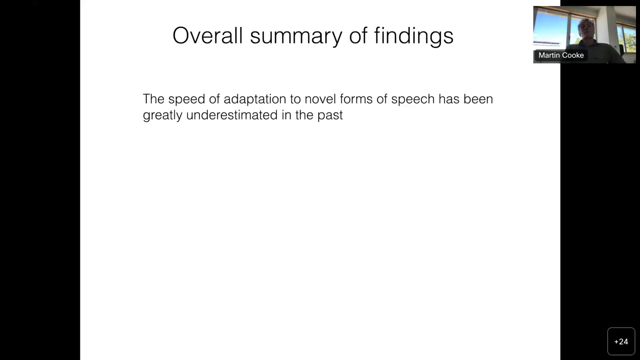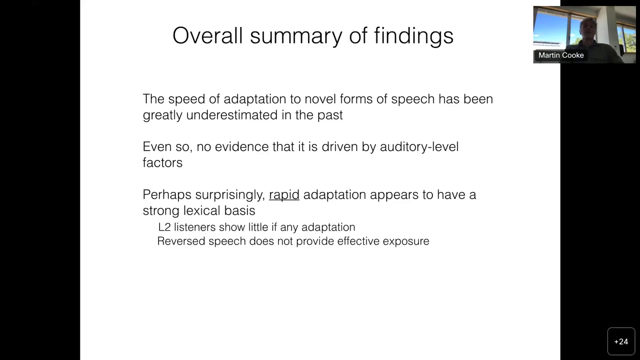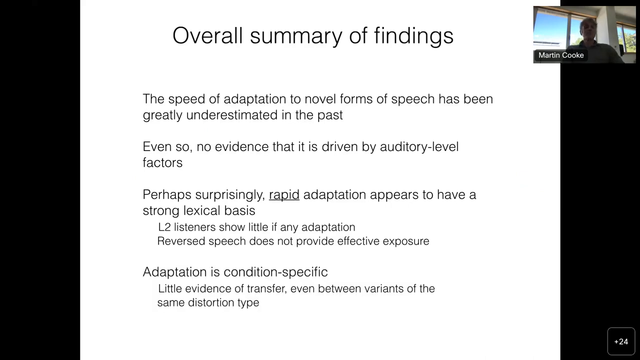So really, the speed of adaptation has been greatly underestimated in the past, and now we need different kinds of explanations, I think, to explain how listeners can really adapt in a few sentences to different forms of speech. Even so, you might expect rapid adaptation to involve auditory level processes, to be mainly dependent on those, but that does not seem to be the case. So rapid adaptation does appear to have a lexical basis, and that's shown both by the experiment with listeners listening in an L2 and also the reverse speech that we've just seen. And it does seem to be very condition specific. There's no evidence really, or very little evidence so far, of transfer between conditions.